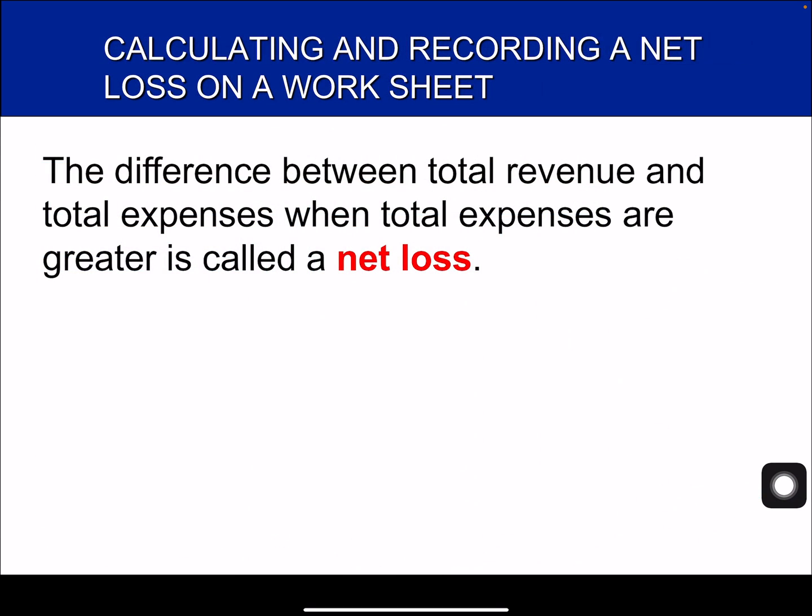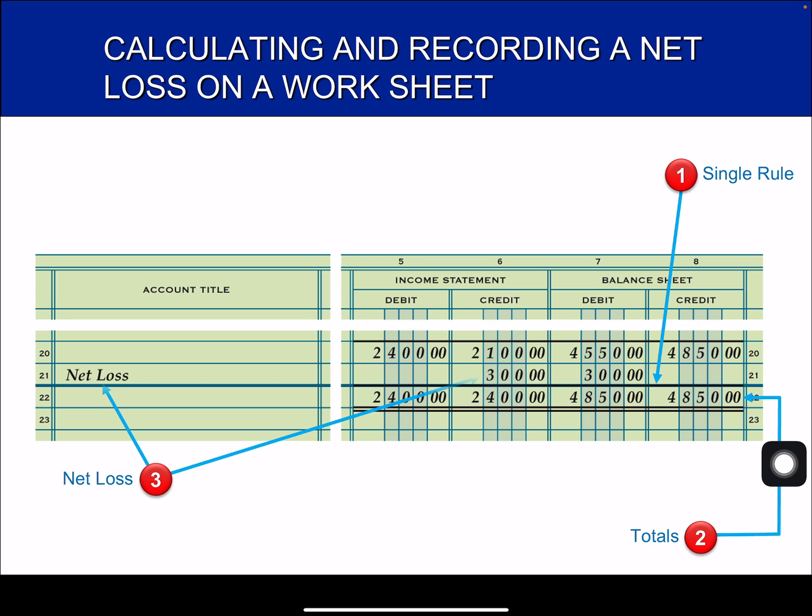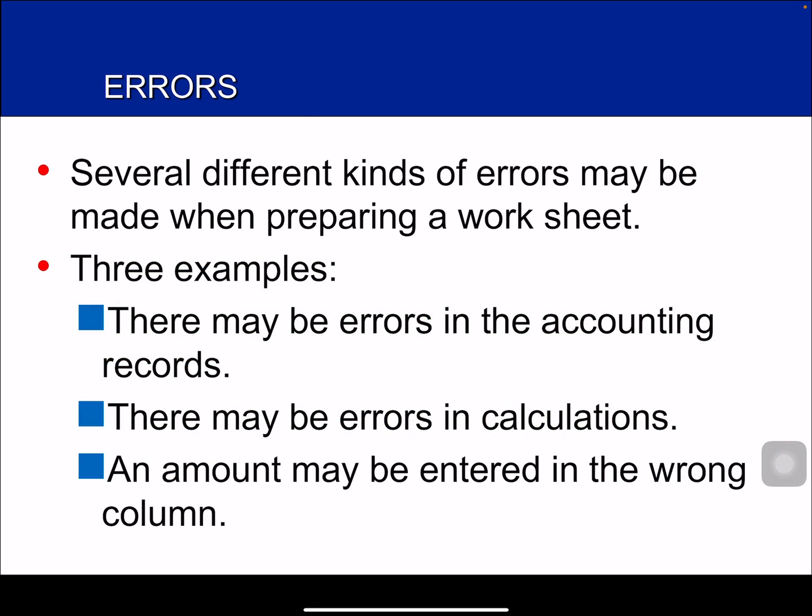The difference between the total revenue and the total expenses, when the total expenses are greater, when you have more expenses than revenue, is called a net loss. Okay, so here would be your revenue. Here would be your expenses. 2,400 is greater than 2,100, therefore you have a net loss. When you put the amount in your credit column, you have to put it in the debit column over here. So we'll single rule, put our totals in, write our net loss, and extend it.